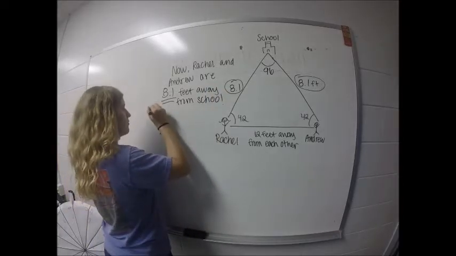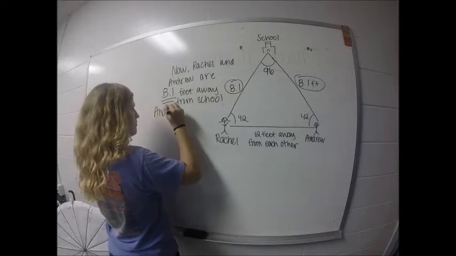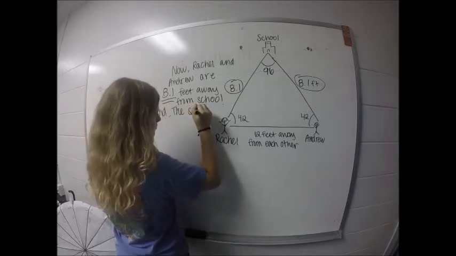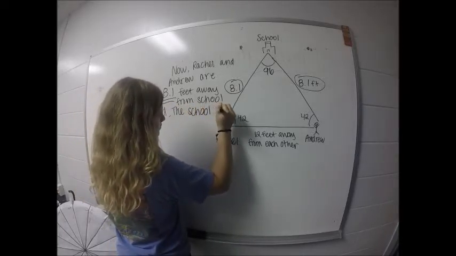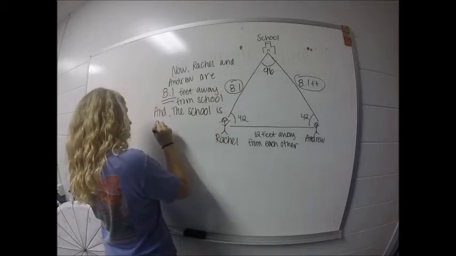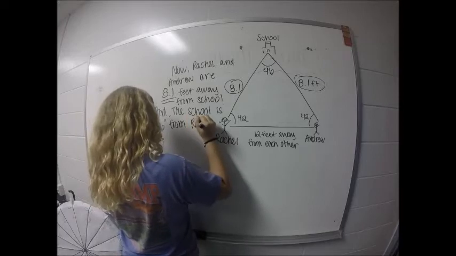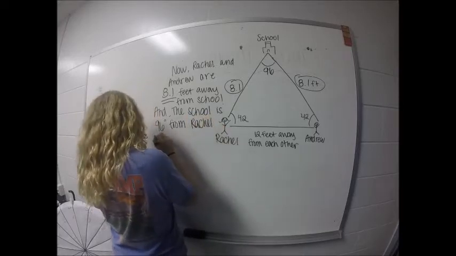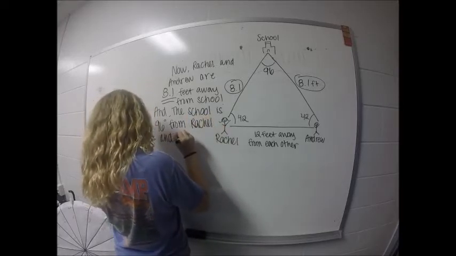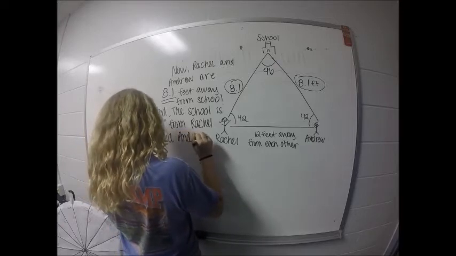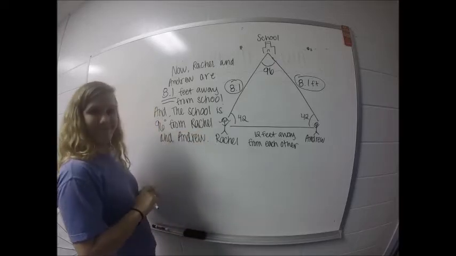Now, Andrew and Rachel are standing 12 feet away from each other, while 8.1 feet away from the school. Also, the school is 96 degrees away from Rachel and Andrew. Now, Rachel and Andrew are 8.1 feet away from the school, which was solved for A and B, and the school is 96 degrees from Rachel and Andrew, and we solved the angle at the top.